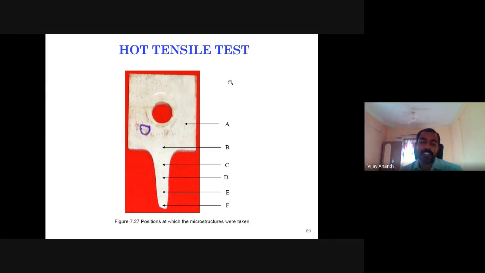Now we have done some very good microstructure analysis of what happened during superplastic forming in the hot tensile test. We have taken this microstructure from these parts: A, B, C, D, E, F.